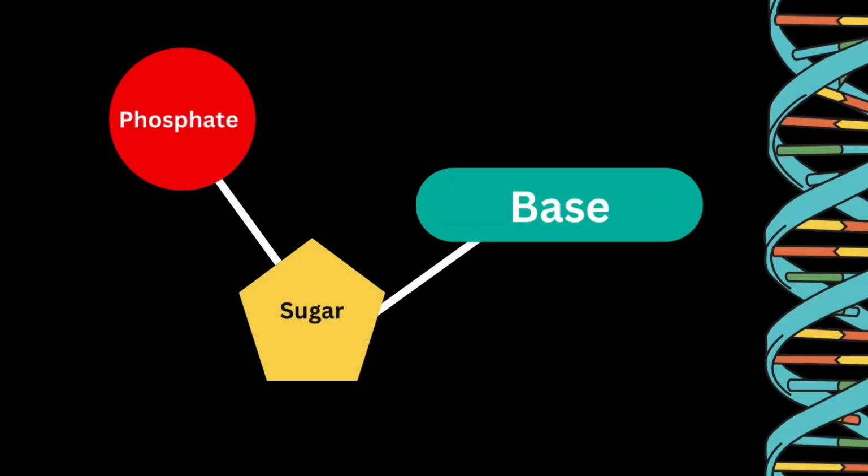Let's look at where these letters come from. If the base in the building block is cytosine, there will be a C in the DNA. If the base in the building block is a chemical called guanine, there will be a G in the DNA. If the base is adenine, you will see an A, and if the base is thymine, you will see a T.